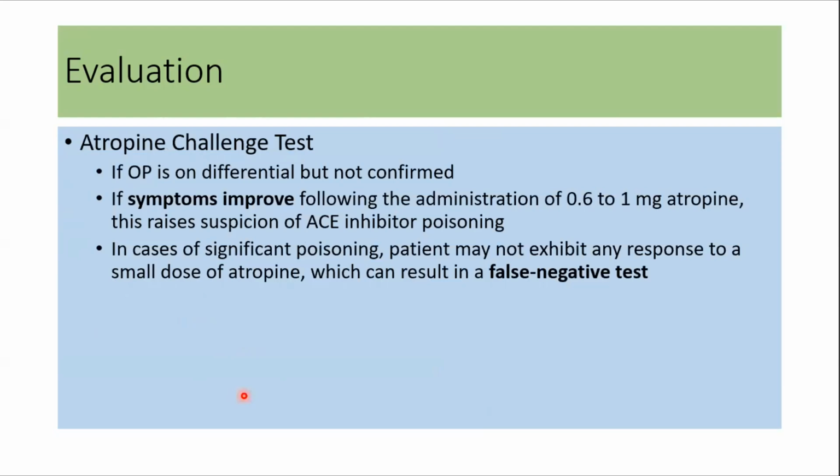We can do the atropine challenge test. This test is usually done when OP is a differential diagnosis, but it's not confirmed. If the symptoms improve following the administration of 0.6 to 1 mg atropine, that raises the suspicion of AChE inhibitor poisoning or organophosphate poisoning. However, in case of significant poisoning, the patient may not exhibit any response to a small dose of atropine, which can result in a false negative test.